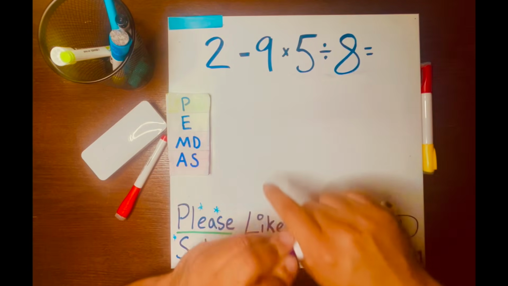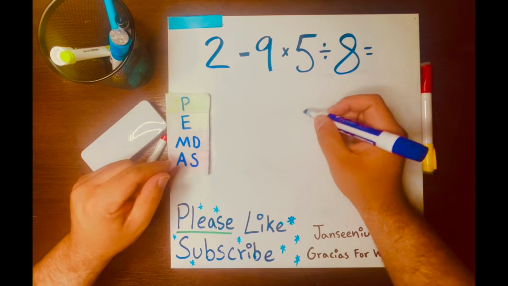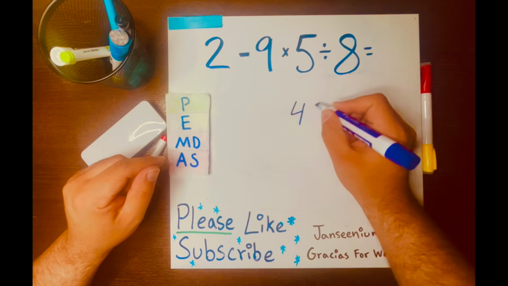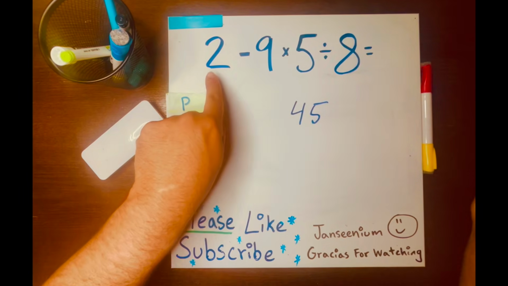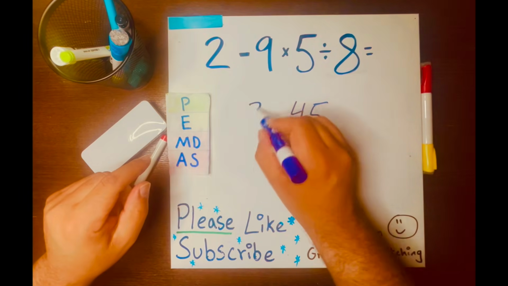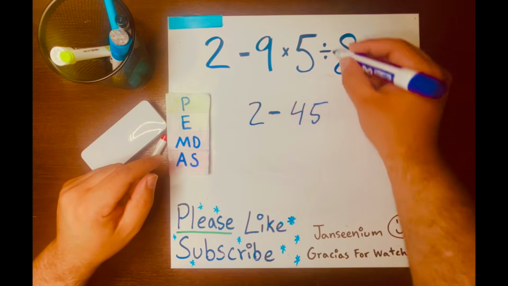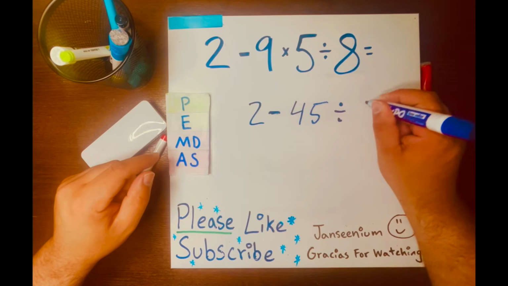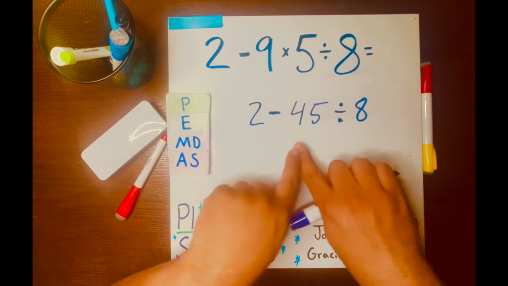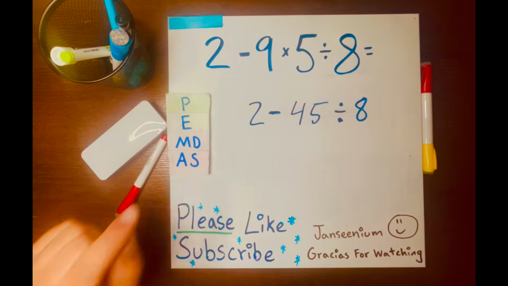PEMDAS is saying, hey, 9 times 5 goes first. So what is 9 times 5? 45. Good job. Next, I'll bring down the 2 minus, so I'll write it here. 2 minus 45, and then bring down the division symbol and then the 8. Now we're looking at this part of the math problem.